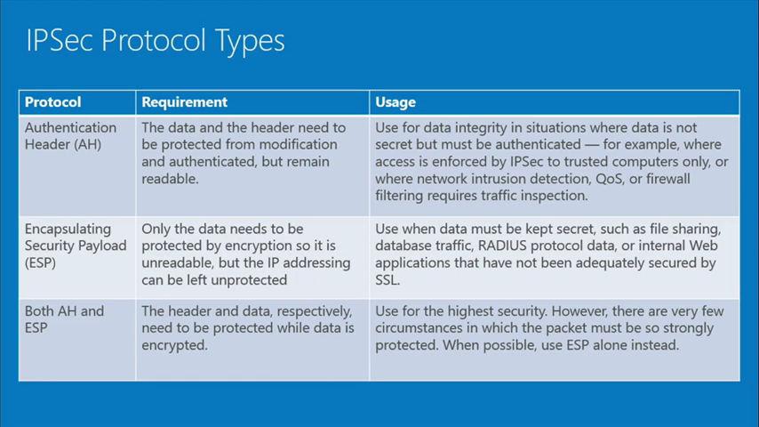So when the receiver receives this, they take a look at it and say, is this the packet that was actually sent? Is this the same? That's authentication header. Encapsulating security payload: now the data needs to be protected by encryption, so it's unreadable, but the IP address can be left unprotected. And then both AH and ESP allows for both to be used simultaneously.